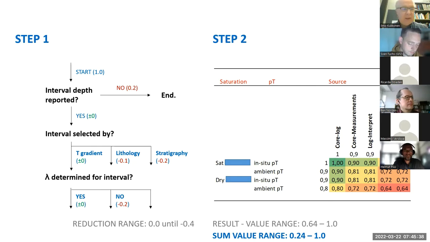So in this step one flow chart, the interval selected by could also be a kind of systematic depth interval sampling, because this is the most common way to do that. So often you take the samples even before you log the borehole. Depends on the case, of course.